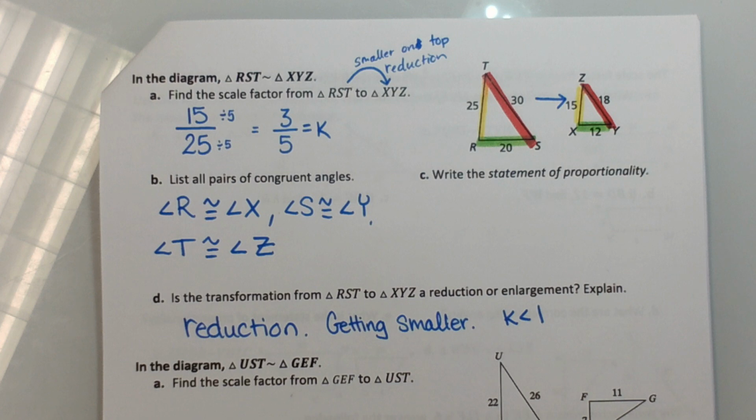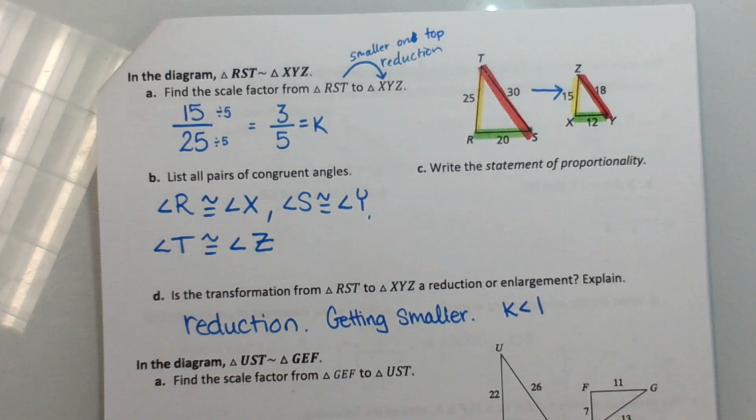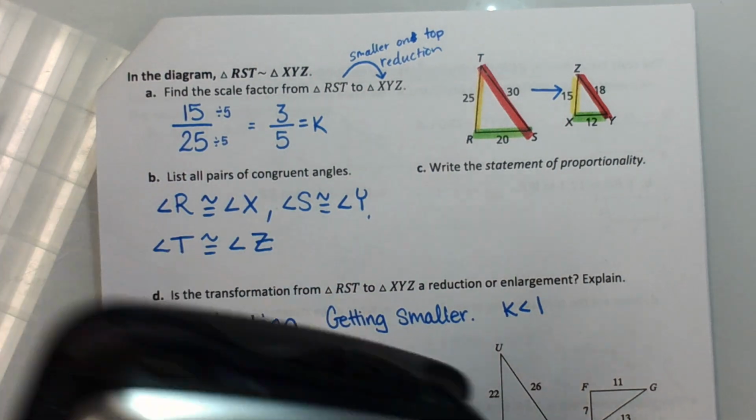Yes? So why did we do that on A? What was the plan? What was the point of finding the scale factor? So you find it by matching up a pair of corresponding sides and dividing them. Since it was going from this shape to this shape, it was getting smaller, so we put the smaller side on top. And we always simplify the fraction.